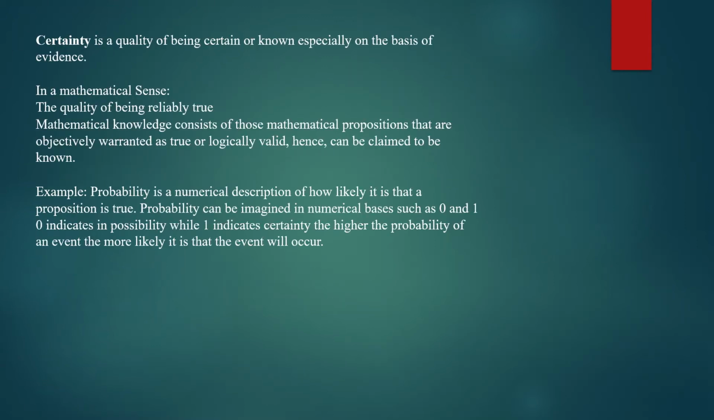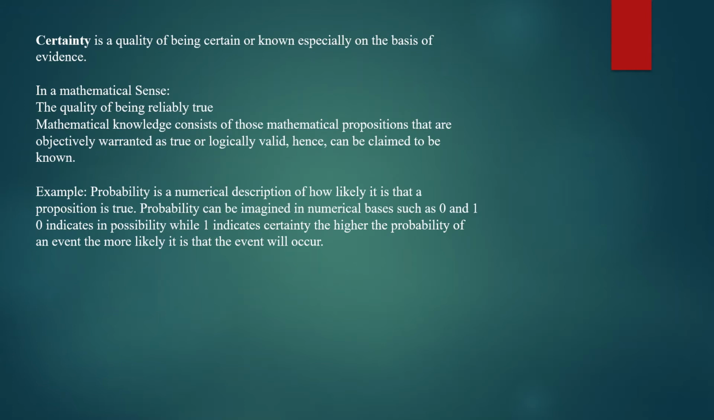Certainty is the quality of being certain or known, especially on the basis of evidence. In a mathematical sense, it is the quality of being reliably true. Mathematical knowledge consists of those mathematical propositions that are objectively warranted as true or logically valid, hence can be claimed to be known. Example: probability is a numerical description of how likely it is that a proposition is true.